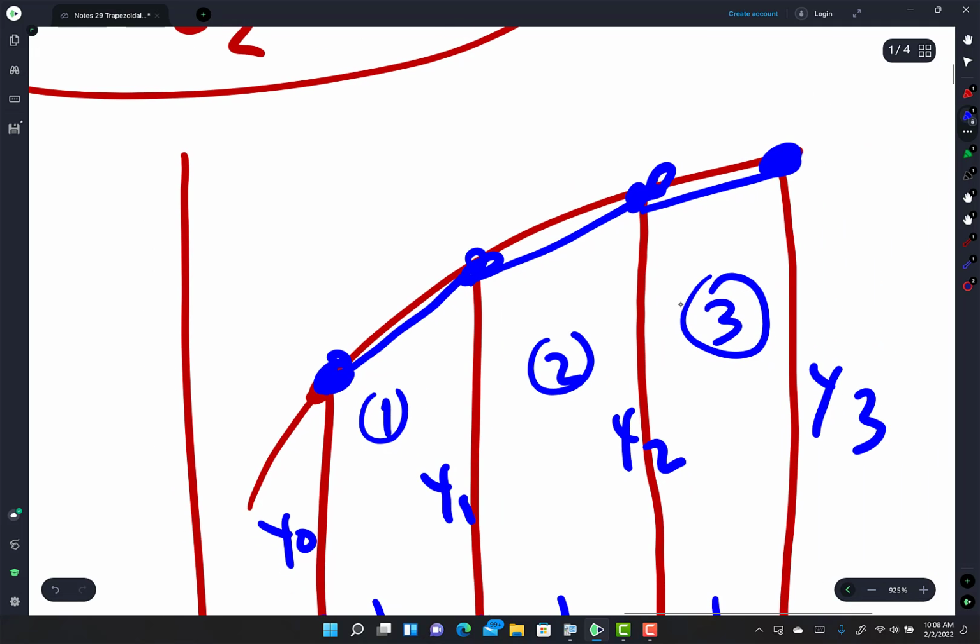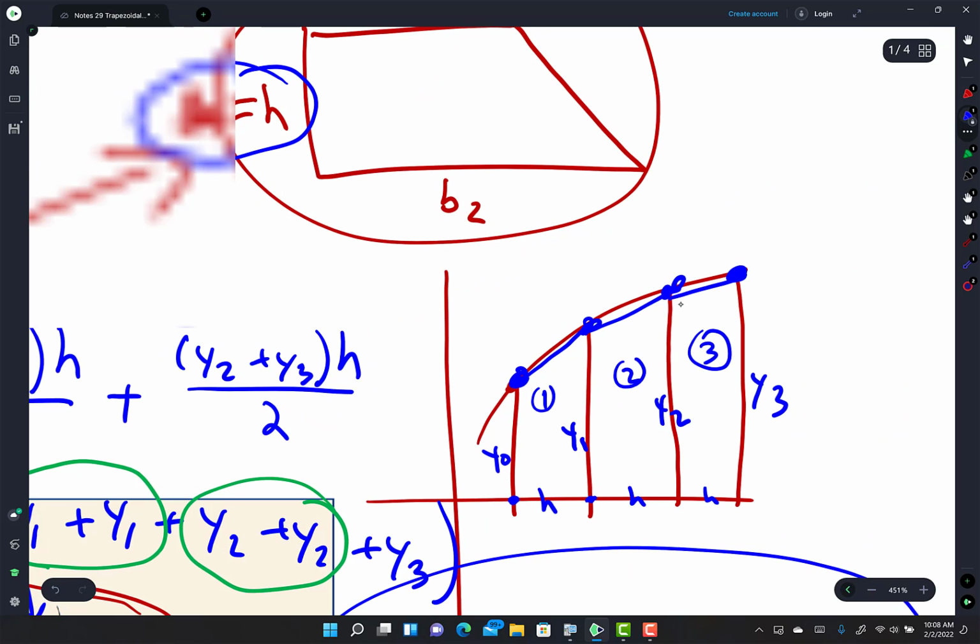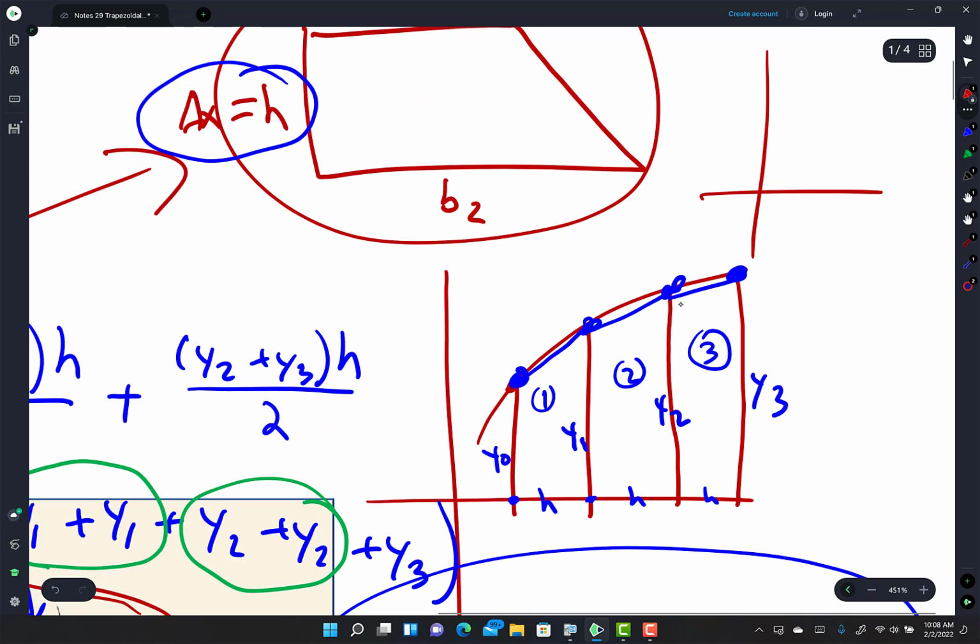It depends on concavity. If you're concave up, like this, then your trapezoid is going to be, let me exaggerate it. See? So that trapezoid will be just a little bit over. So you can see that the accuracies are getting better now.